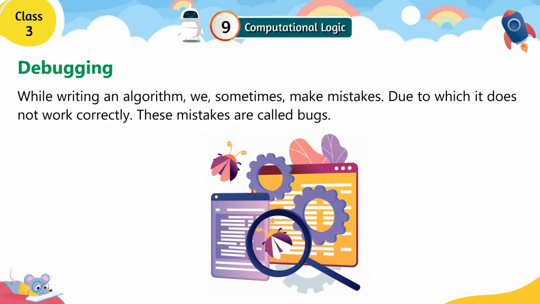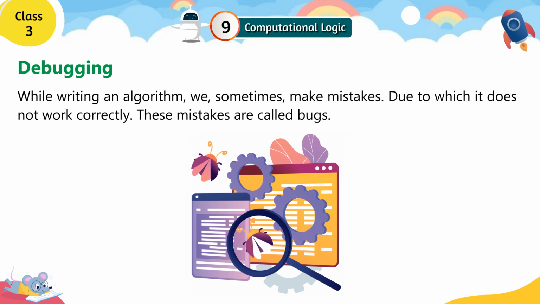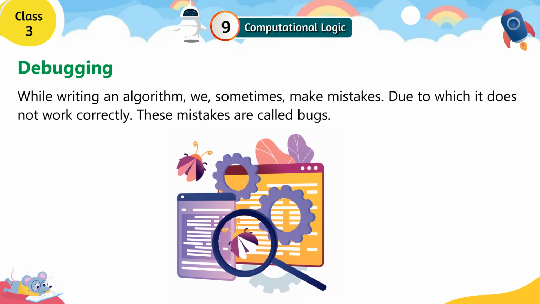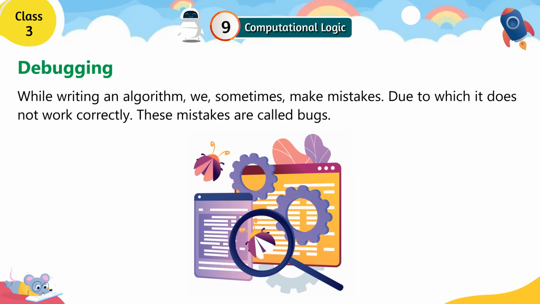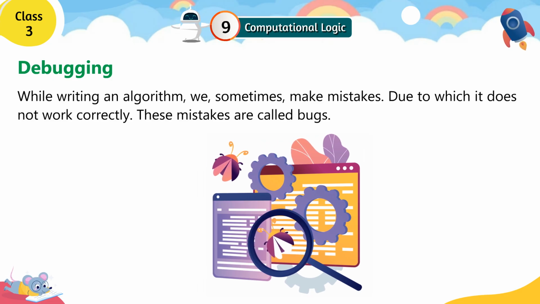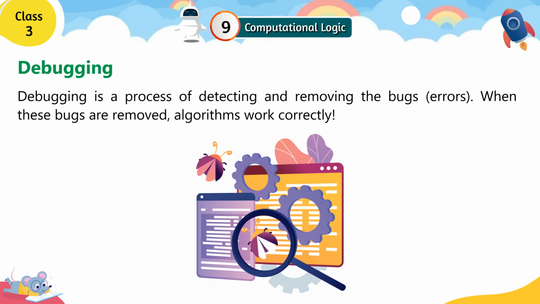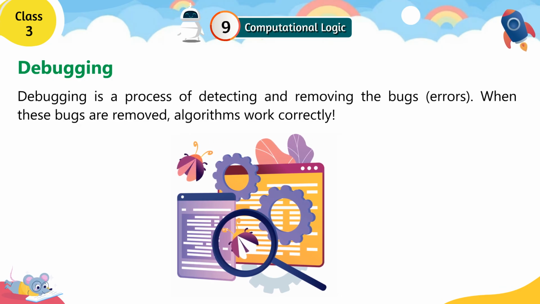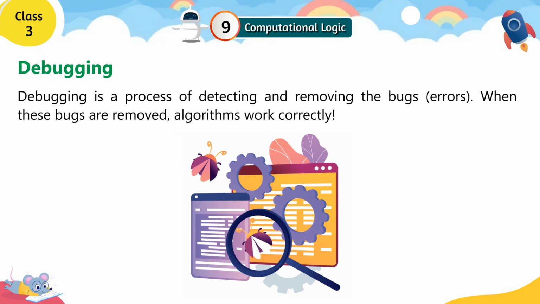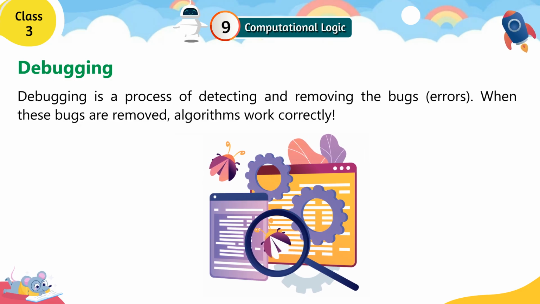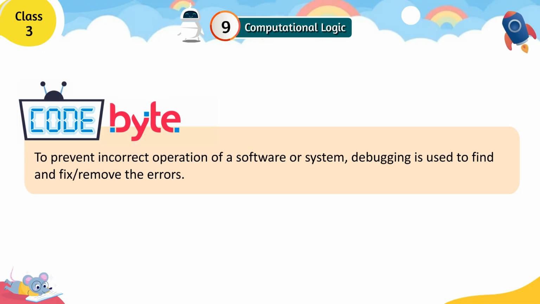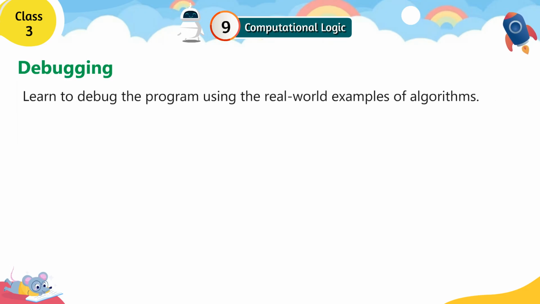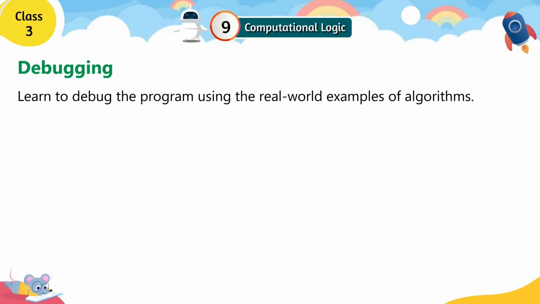Debugging. While writing an algorithm, we sometimes make mistakes, due to which it does not work correctly. These mistakes are called bugs. Debugging is a process of detecting and removing the bugs, errors. When these bugs are removed, algorithms work correctly. Code bite. To prevent incorrect operation of a software or system, debugging is used to find and remove the errors. Learn to debug the program using the real-world examples of algorithms.